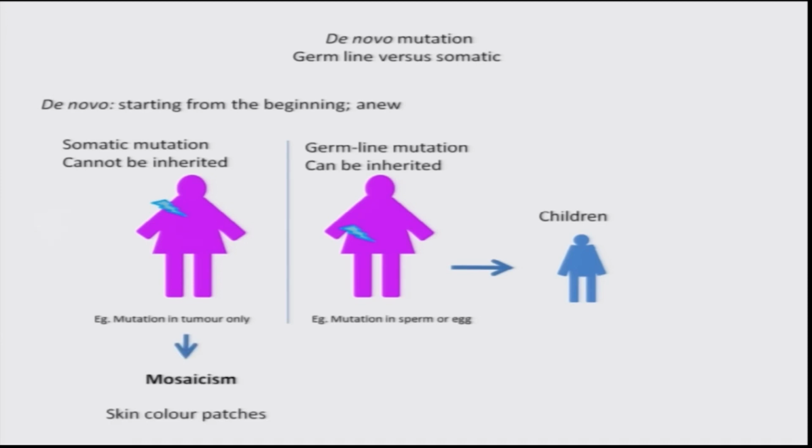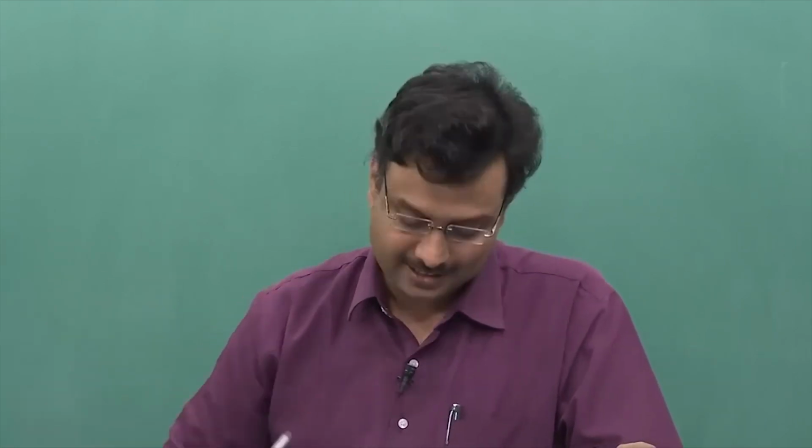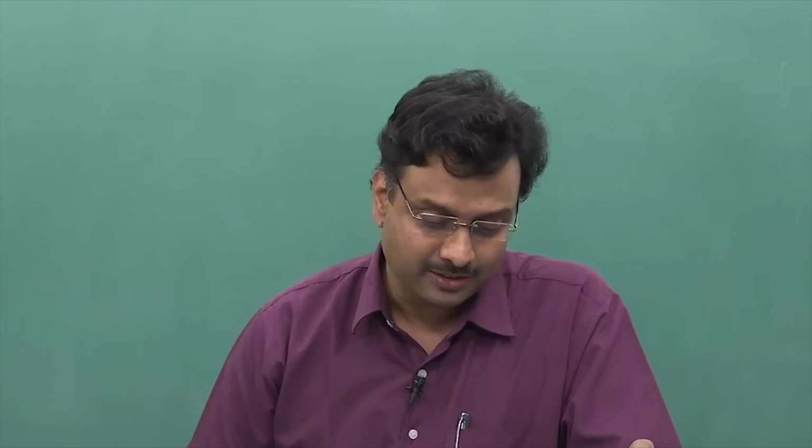But it may so happen that a somatic mutation occurs in cells other than germ cells, and then you have a group of cells in your tissue, some of them having one particular mutation, the others wild type. That is called mosaicism, right. That can result in some individuals having patches of different colors of skin, which is one example of mosaicism.